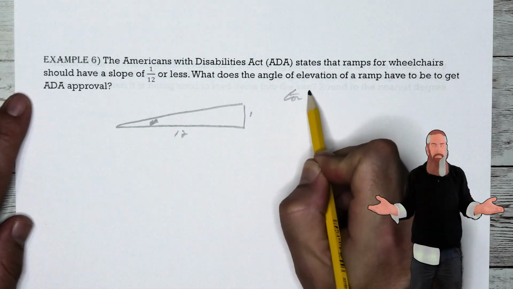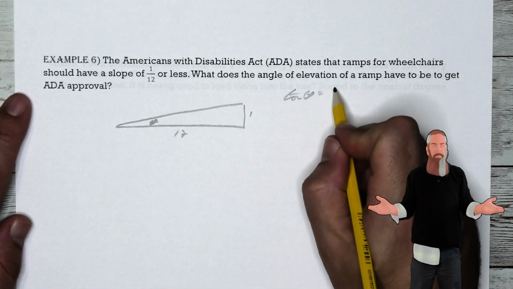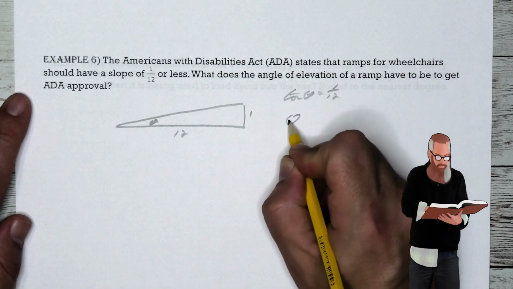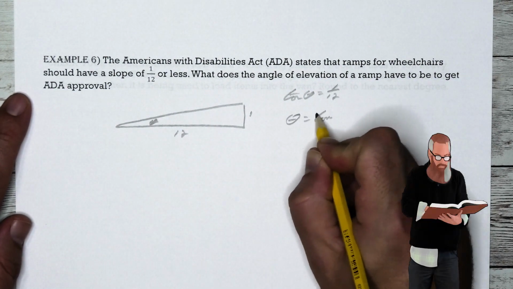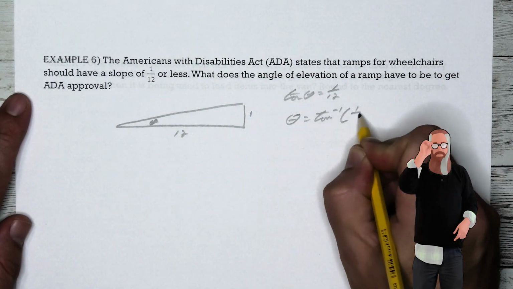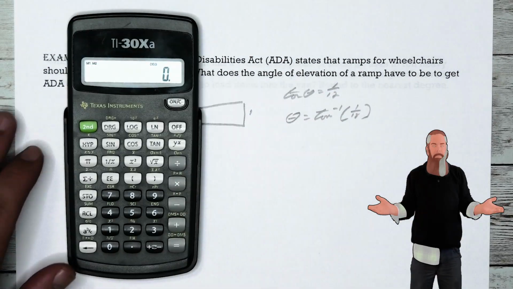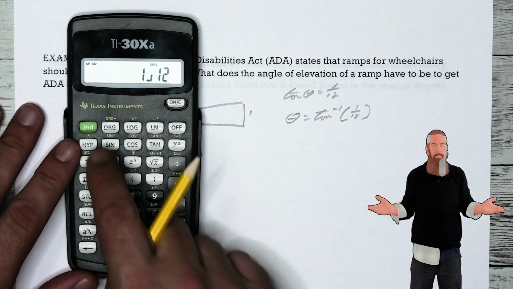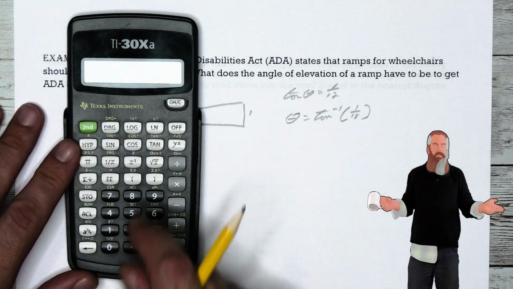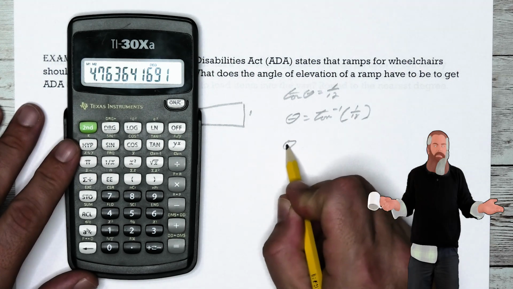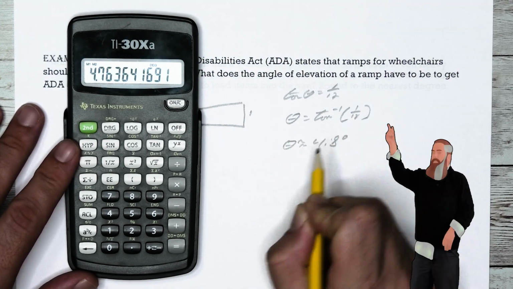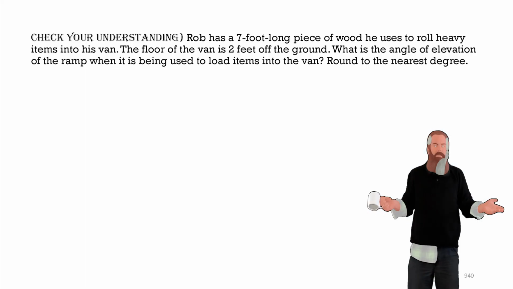So the tangent of the angle is going to be equal to 1/12. But we're going to take the inverse, meaning the angle is going to be equal to the tan inverse of 1/12. Now we can put this into the calculator with a fraction of 1/12. Hit the second button to get the inverse, and what we get is that the angle is approximately 4.8 degrees. Let's check our understanding here.